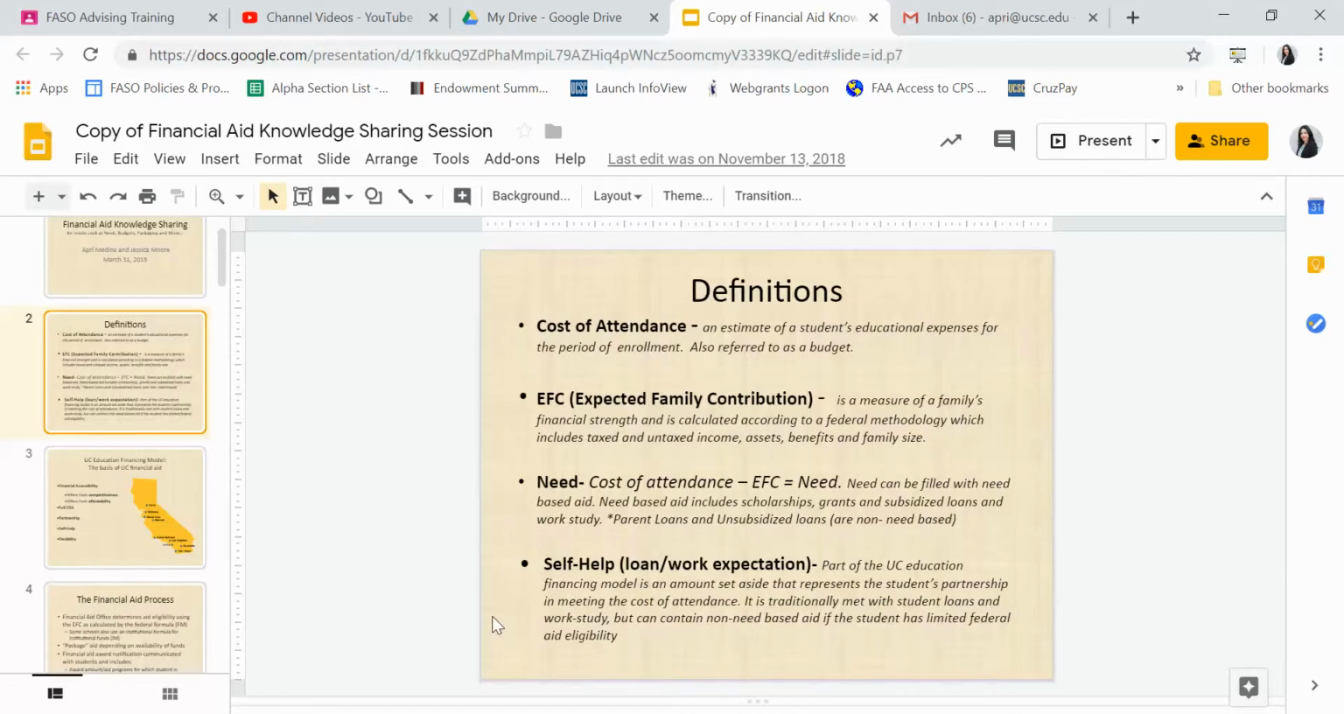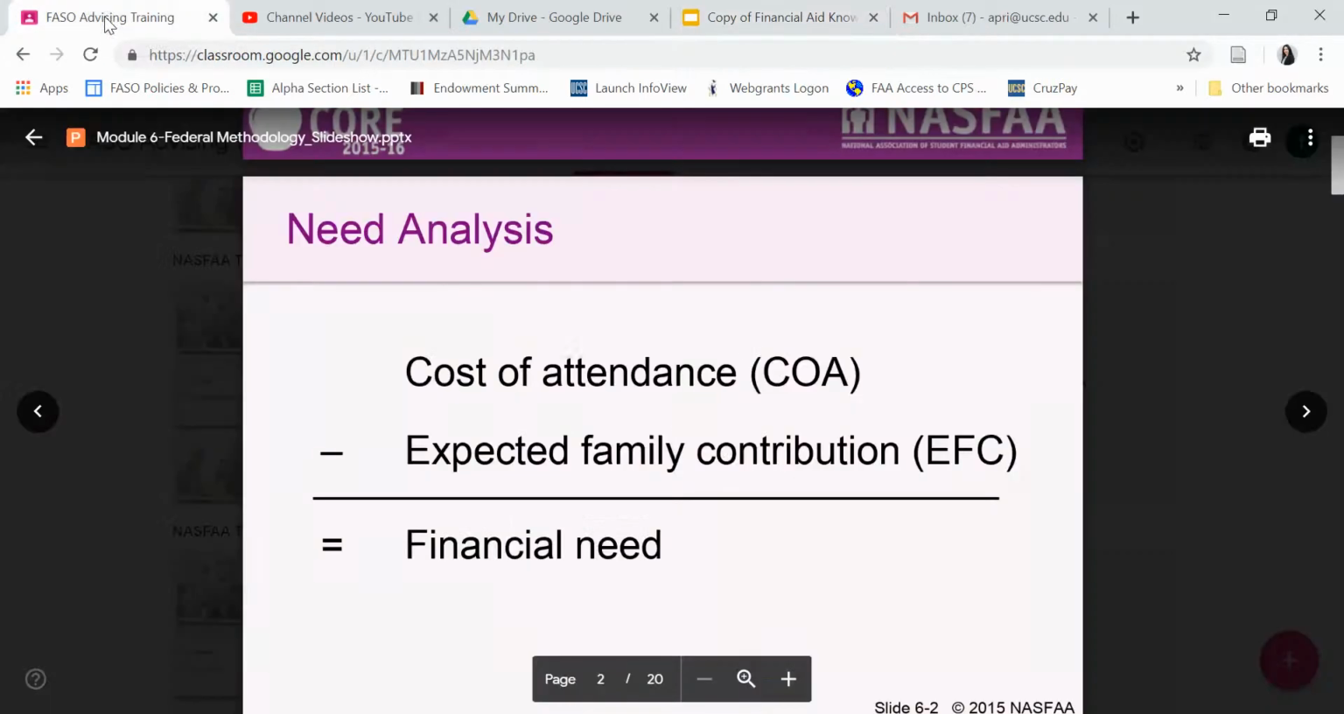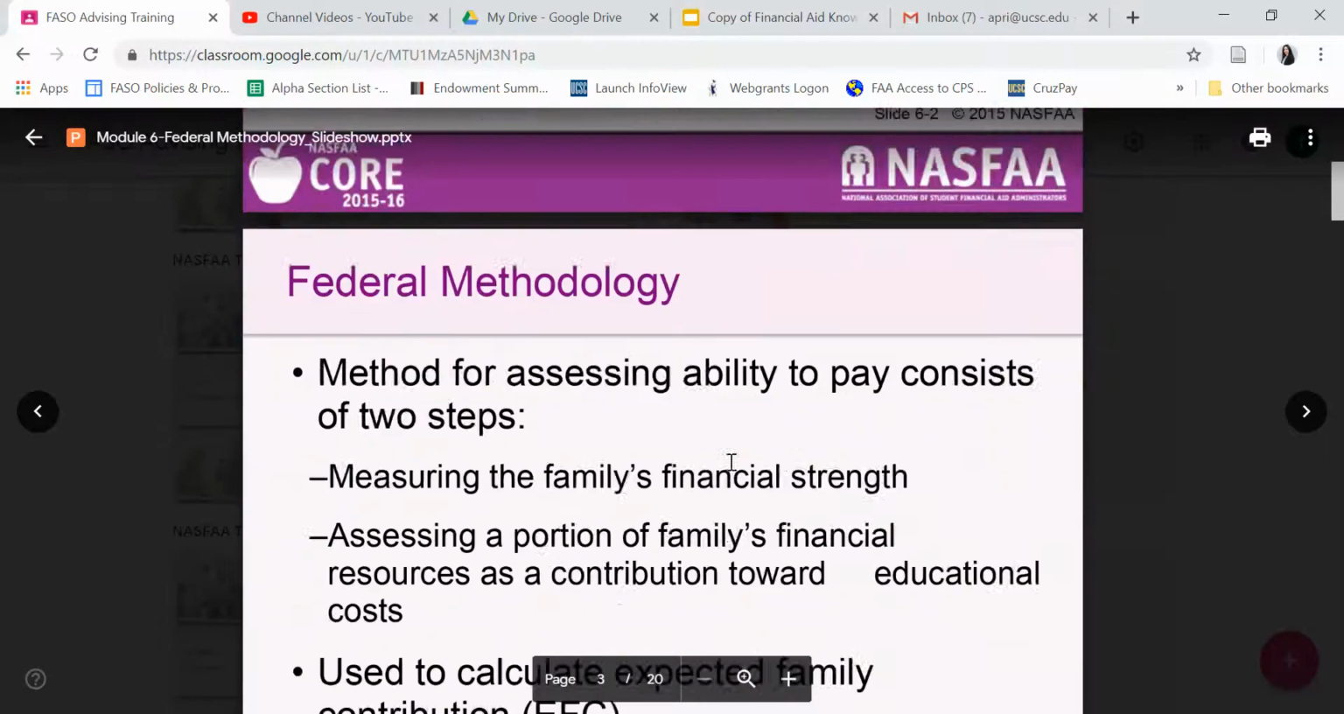And basically that's part of our financing model, where UC believes that the student needs to invest in their own education as well. And so this self-help will vary by campus and vary by student population at each campus, depending upon that campus's policies. But what this does is we take this amount off of the need to determine our own institutional aid. So we'll get more into that when we talk about packaging. All right, so let's move on.